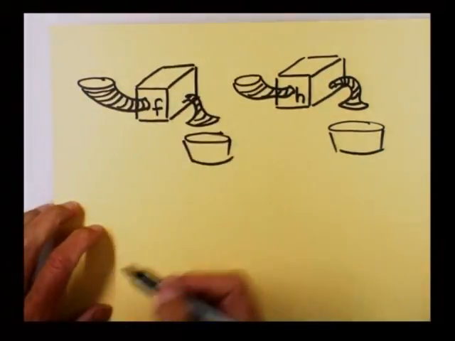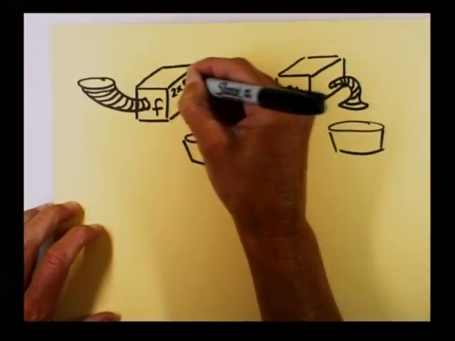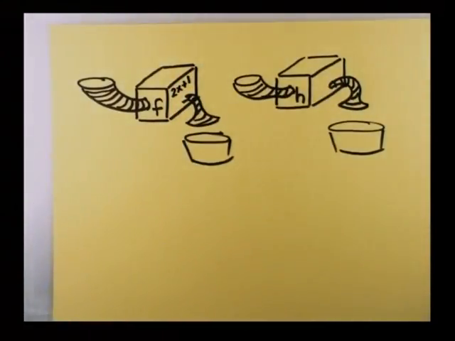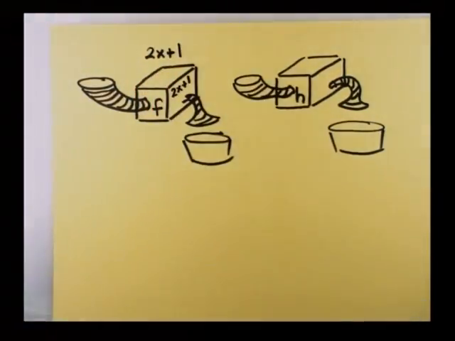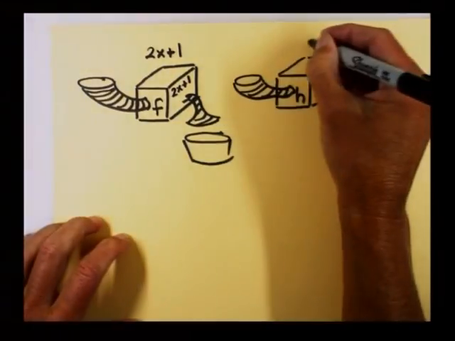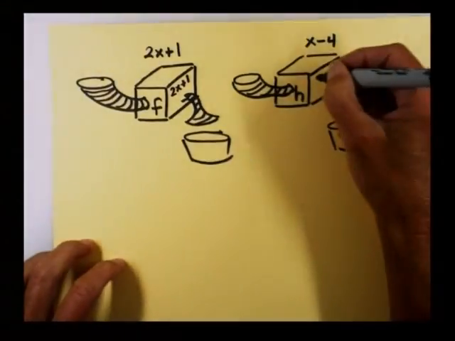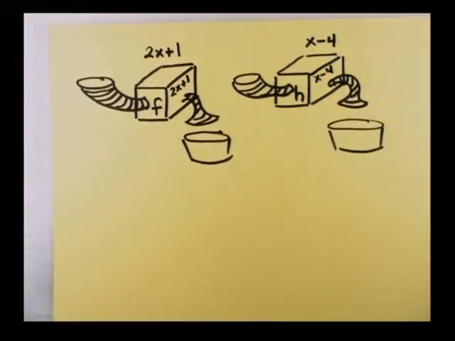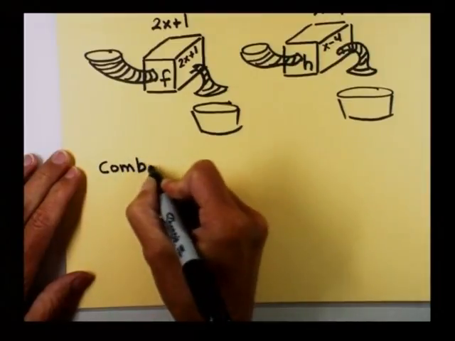And this function machine F I'm going to program with 2x plus 1 as my rule on that one. So we can see it a little better. 2x plus 1. And then my rule on machine H, we're going to program with x minus 4. We'll keep it simple to start with. And in combining functions, we're going to start out with some fairly simple combining. What we'll do is start with some addition.